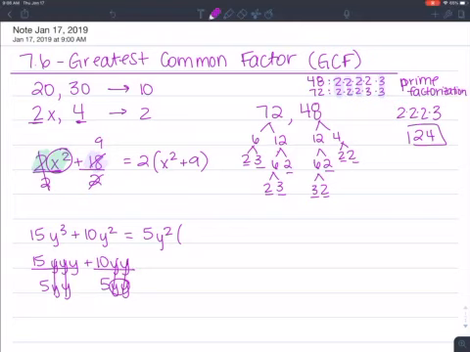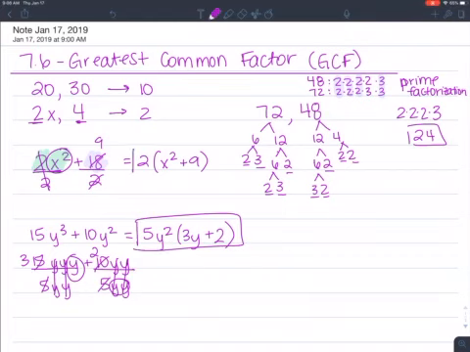All right, and then I can easily see that 15 divided by 5 is 3, and I still have a y left, so that would be 3y times 5y squared gives me 15y cubed. And then 10 divided by 5 is 2, plus 2. And there's no y's left, so this would be my final factored form with this being my GCF.